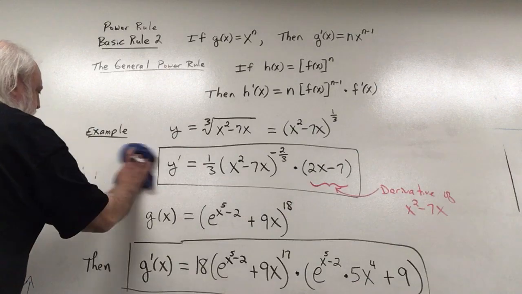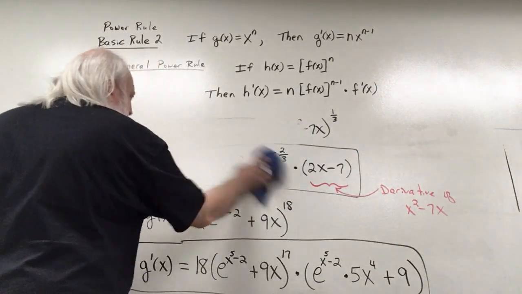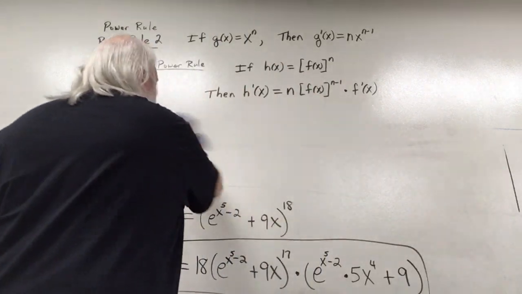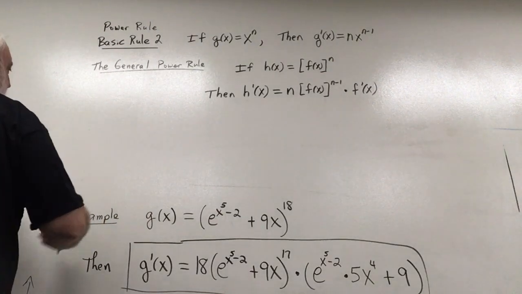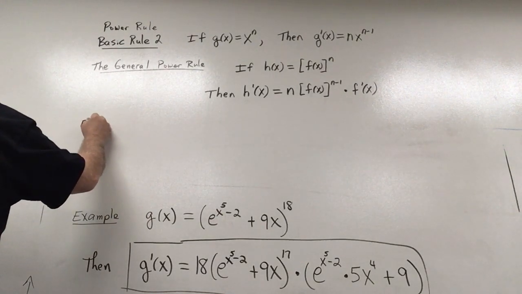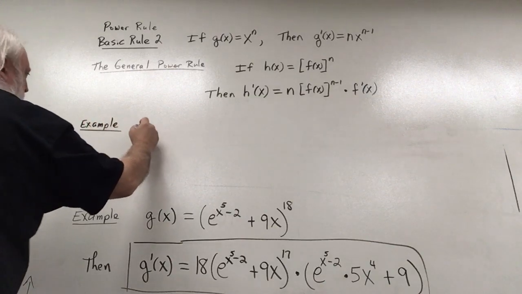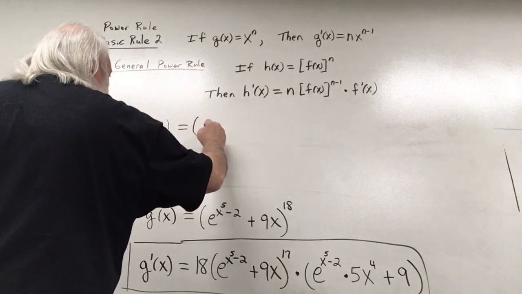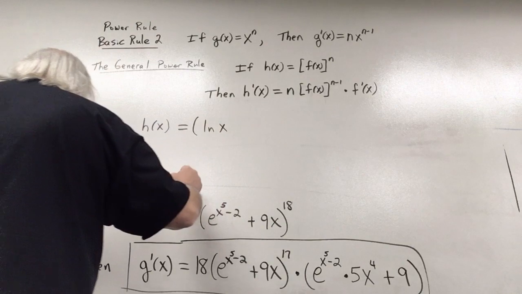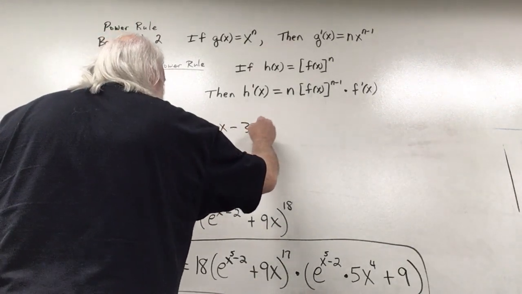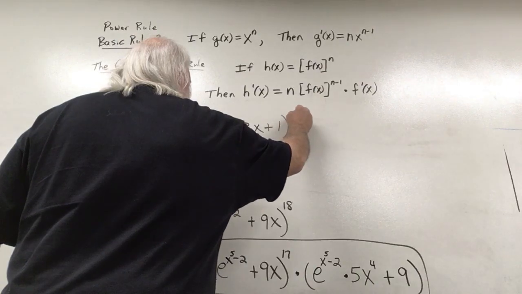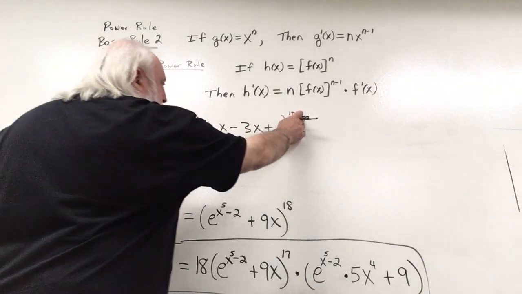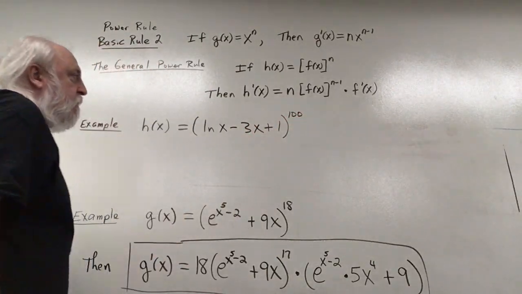In the next example, we have h of x is equal to, in parentheses, the natural log of x minus 3x plus 1, and all that is raised to the 100th power. So instead of x to the 100th power, we have this in parentheses raised to the 100th power.